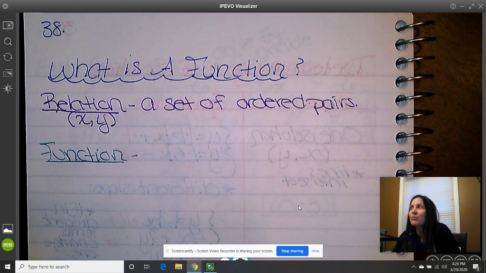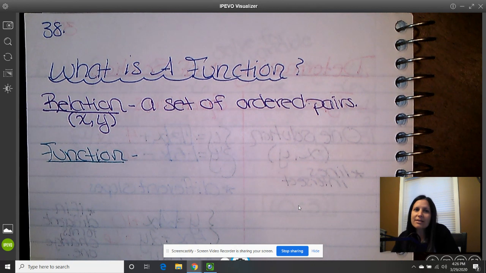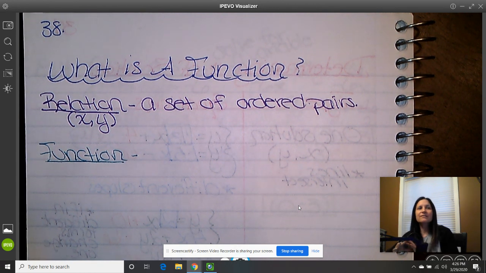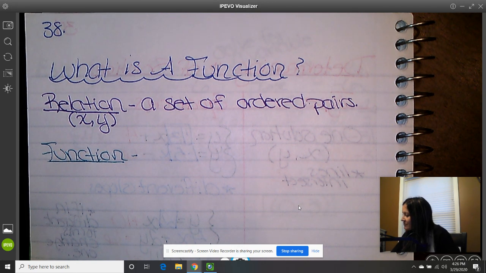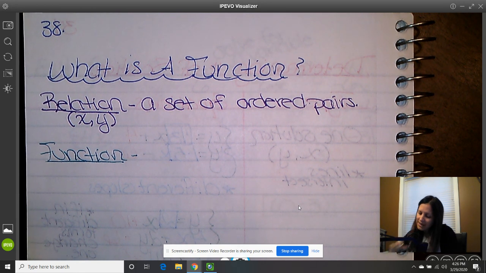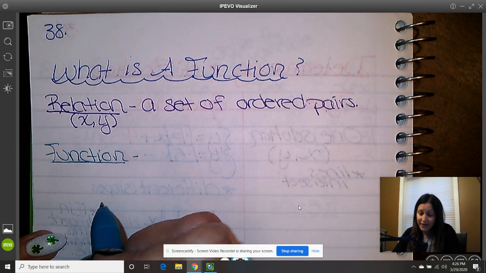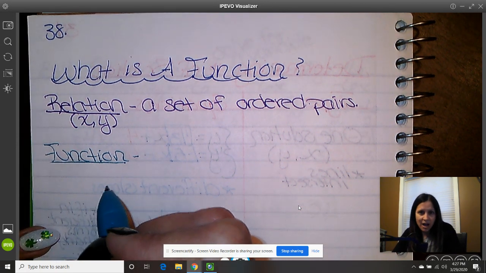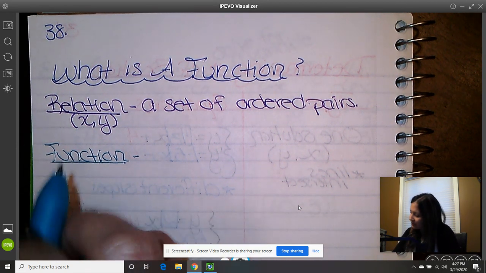So that is pretty much the same thing in math. A function kind of tells us the rule for the relation. That might not make sense right now, and that's okay. As we go on, it's going to make more sense to you. So we're going to draw a diagram, and you're not allowed to comment on my drawing, okay?